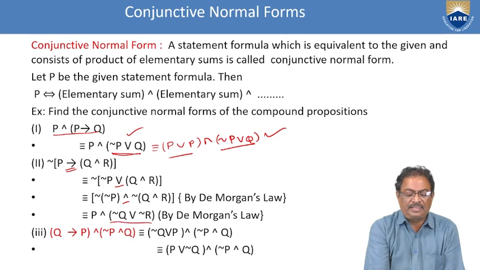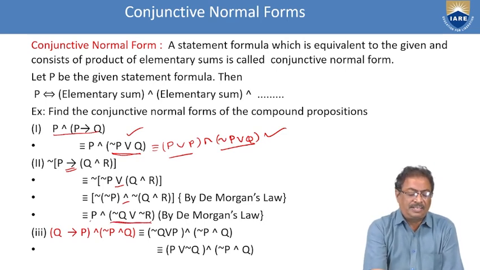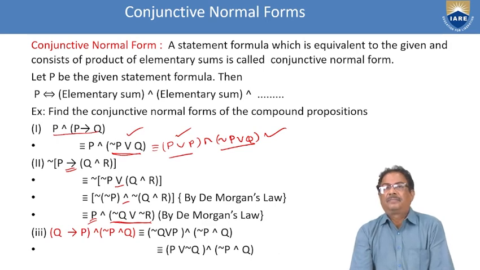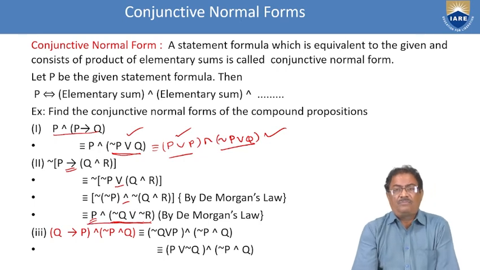Once again, see here, this is an elementary sum. And this I can write once again in the same way like this: P or P, and negation Q or negation R. So this is in the conjunctive normal form.